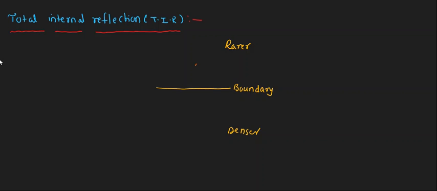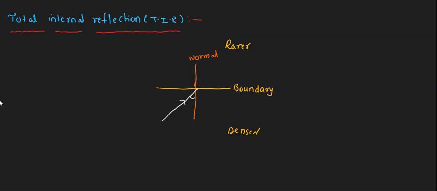Let us draw the normal on the boundary. Normal means it is a line which makes 90 degrees with the surface. This is the normal drawn to the surface which separates the two mediums. Let us take one light ray which is allowed to incident on the surface. It is trying to move from denser medium to rarer medium, and the light ray is incident at a certain angle.